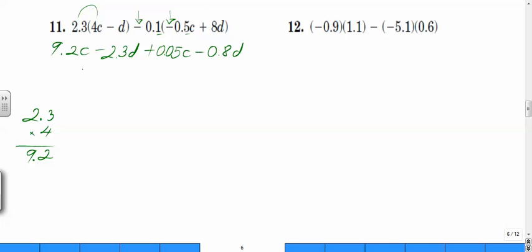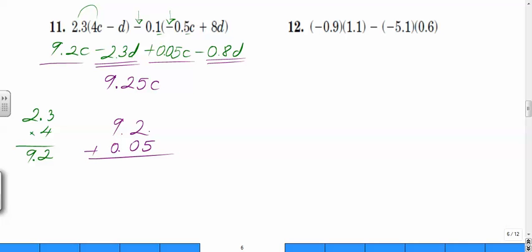Next step, combine your like terms. 9.2c plus 0.05c will be 9.25c, right? 9.25c. Next, I have negative 2.3d minus 0.8d. And once again, if you can do this in your head, you can take them separately. I have 9.2 plus 0.05. As you can see, the major thing here is to line up your decimal points, and you just add every column, right?